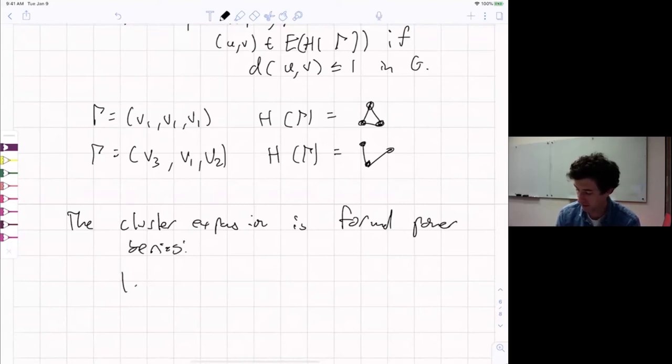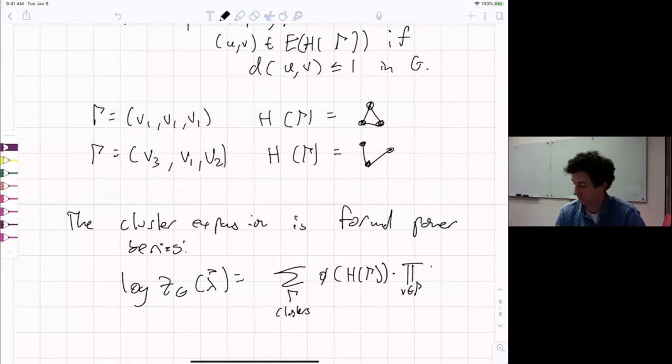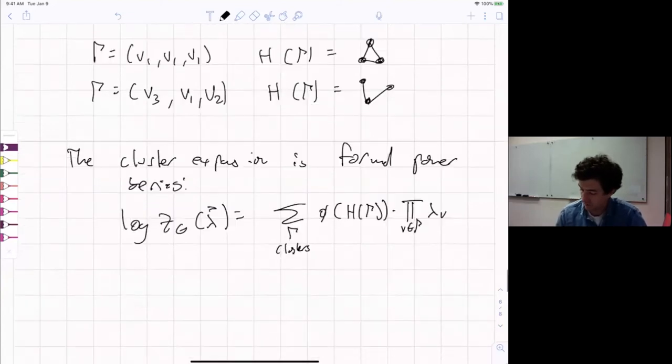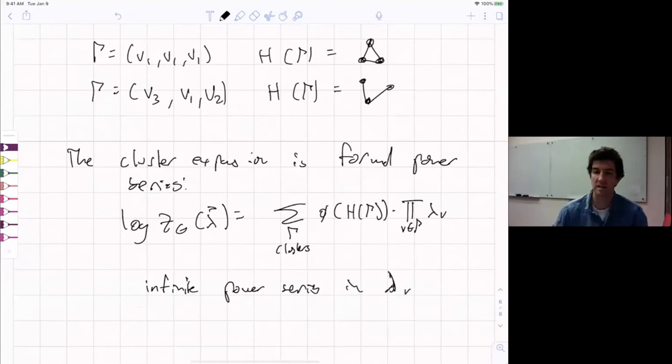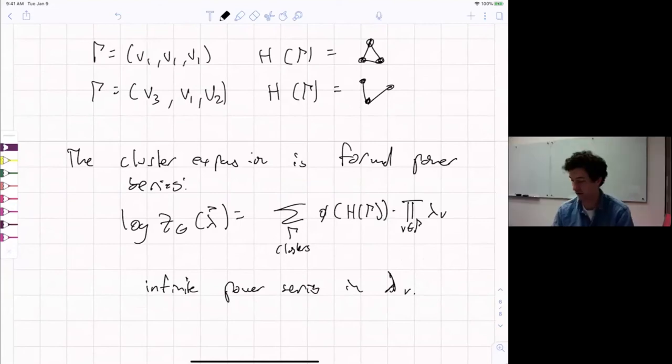Log Z_G of this vector lambda is the sum over all clusters of the Ursell function of the cluster graph times the product over the vertices in the cluster, with multiplicity, of lambda_v. So this is an infinite power series. It's infinite, even though G is a finite graph, because you can have arbitrarily many copies of the same vertex appearing in a cluster.